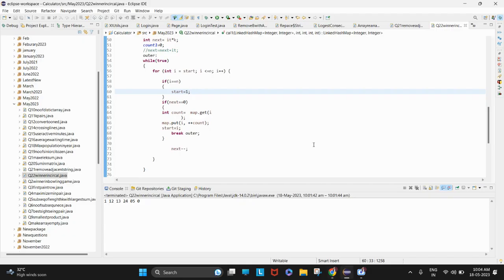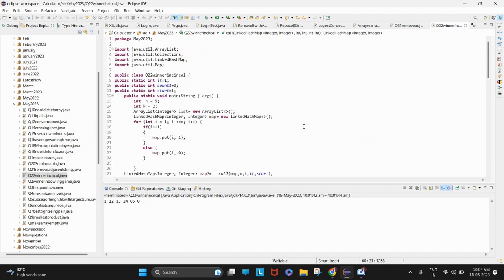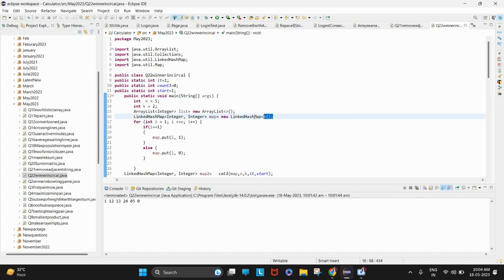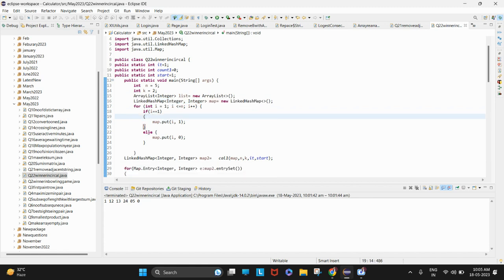I have used recursion here, so let me explain. Initially n and k are given. I've taken an array list and a linked hash map to store key-value pairs of who has received the ball one time, two times, or three times. Whenever a person in the circular game receives the ball a second time, I will break the recursion and return the persons who have not received the ball at any time. Starting from 1 to n, I'm initializing my linked hash map. I put 1 for the first person because the first person has the ball, so it is already counted, and all other persons are 0.